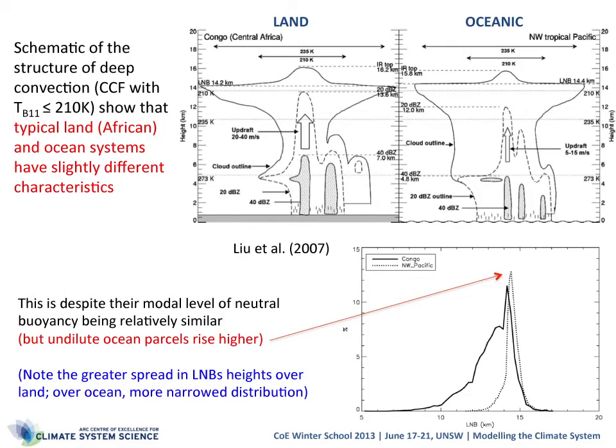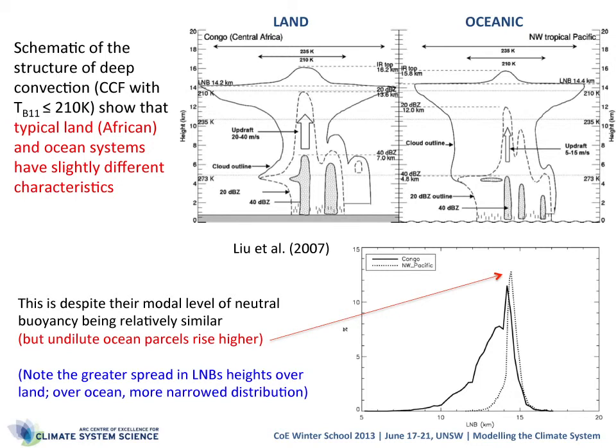Now, the structures of deep convection can differ, or do differ, between land and over ocean. This is from a paper from Liu and others who looked at TRMM data. They looked at the brightness temperatures, and they define cold cloud features, or basically deep convection, with brightness temperatures less than 210 Kelvin. So these are really cold clouds that reach high up into the upper troposphere. This is a schematic, and they show that the land systems are quite different to the oceanic systems. You can see there the cloud outline. You get fatter systems over the oceans. However, the updraft speeds in the land systems are much stronger and reach higher up.